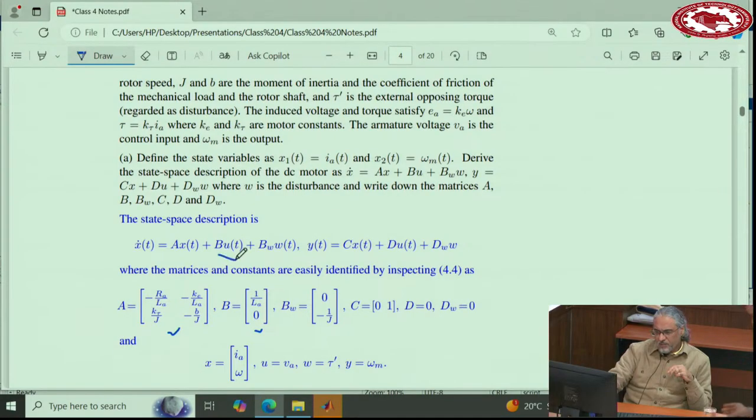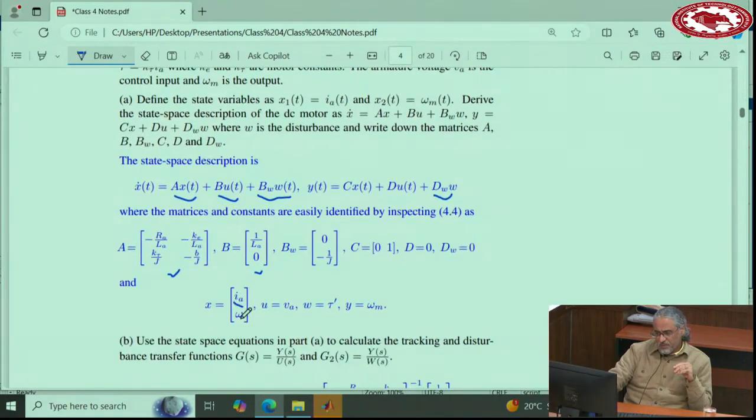here, multiplied into U. And in general, if you have disturbance in a system, there will be another term added here. There could even be another term added here. So in state space, we have a very extensive way of modeling the disturbance as well. So A is this one, B is this one, BW for the disturbance is this one, C is 0, 1, D is 0, DW is 0. And the state variables are IA and speed. Input U is the armature voltage, disturbance is the load torque, and the output is the machine's speed.